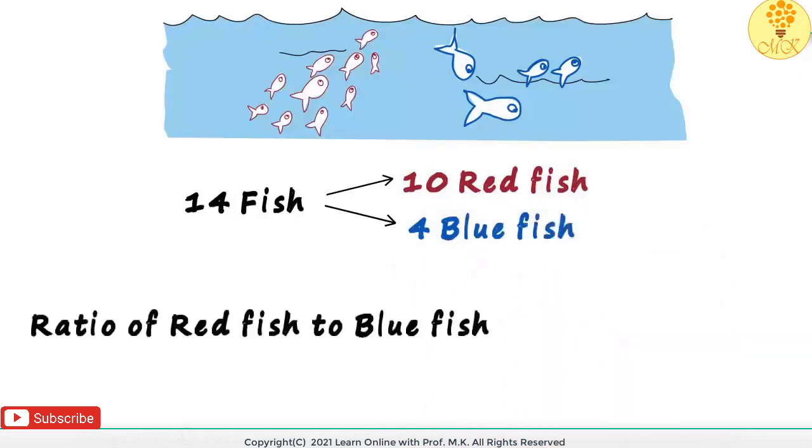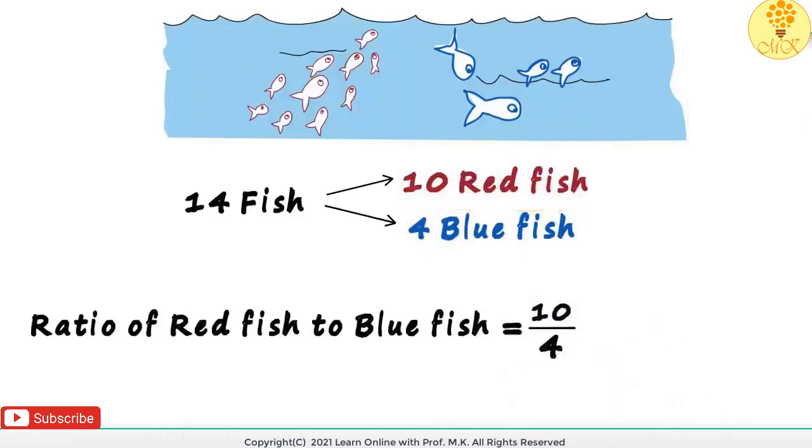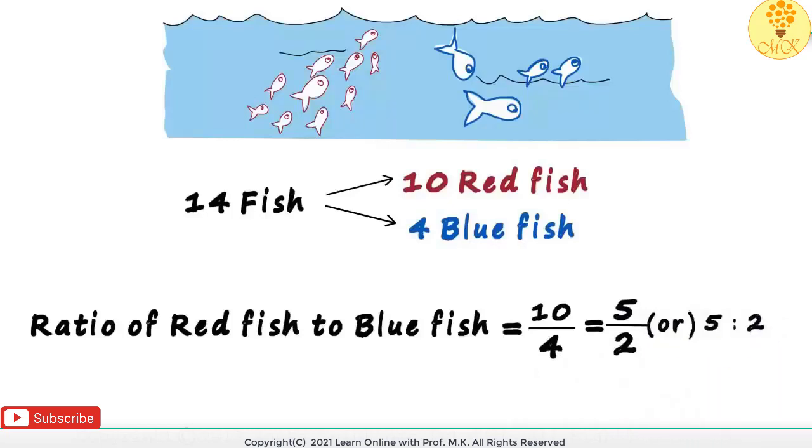Let us find one ratio first, the ratio of the red fish to the blue fish. Since there are 10 red fish and 4 blue fish, the ratio will be 10/4. 2 times 5 gives us 10 and 2 times 2 gives us 4. Hence, this ratio in the lowest terms is 5/2. The ratio can also be written as 5:2.